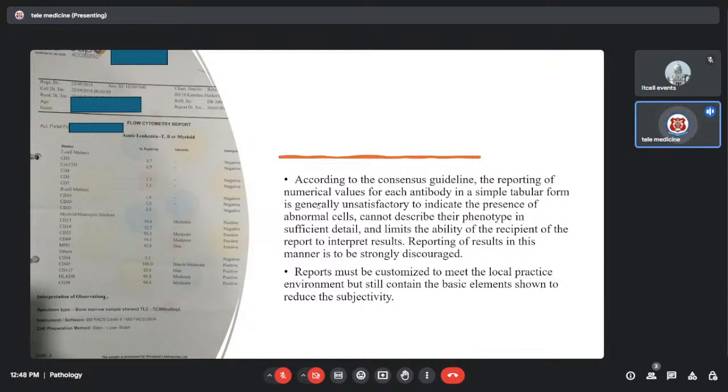Sometimes we come across reports in which they mention percentage, and this is not recommended. According to consensus, it is not recommended. A report must be customized to meet the local practice, but it should still contain all the basic elements, to reduce the subjectivity.